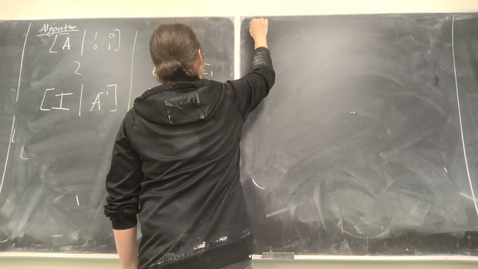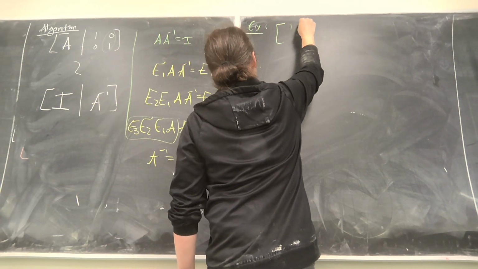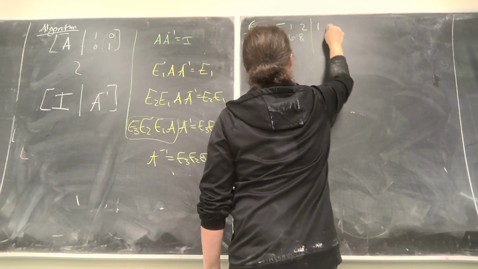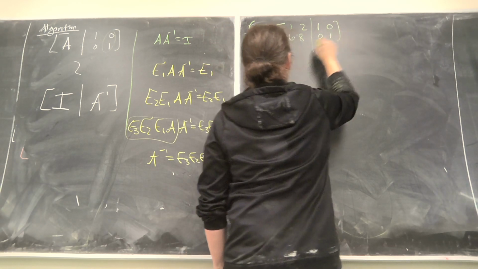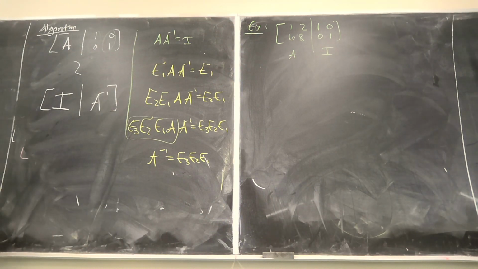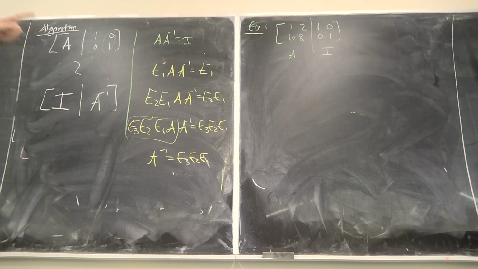Okay, so as an example, let's look at, what was the matrix? 1, 2, 6, 8. And I'm going to augment it with the matrix 1, 0, 0, 1. This is A, and this is I. And now I'm going to run the row reduction algorithm. I'm going to row reduce it until that thing is the identity matrix. If I ever hit a step where I have no pivots, I stop and it's not invertible. But if I can row reduce the left-hand side to the identity, then the right-hand side will be the inverse.